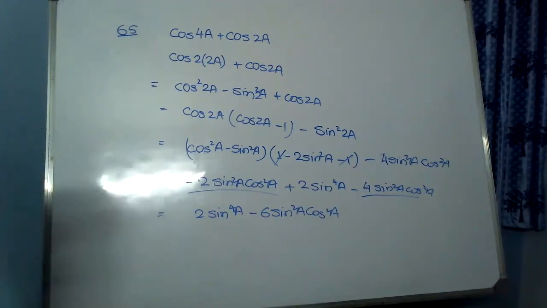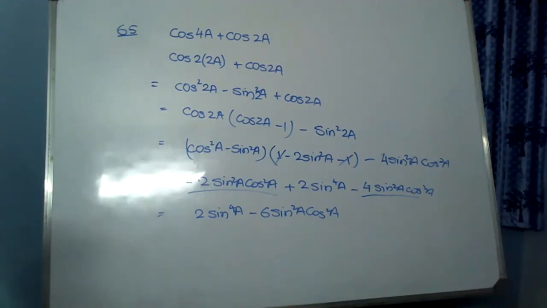Now where did it end up? It didn't match any of the answers, right? So if I take 2 sin square a common here, I'll get sin square a minus 3 cos square a. It will be cos 2a minus 2 cos square a. It will simply keep on going. That's why go with the options. Looking at the options, your question was cos 4a plus 2a.